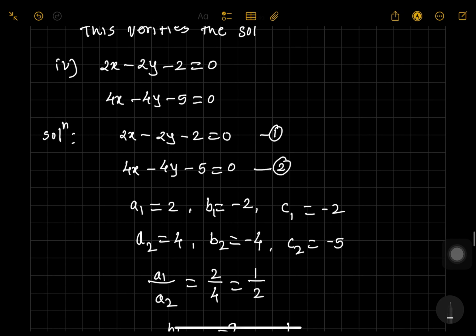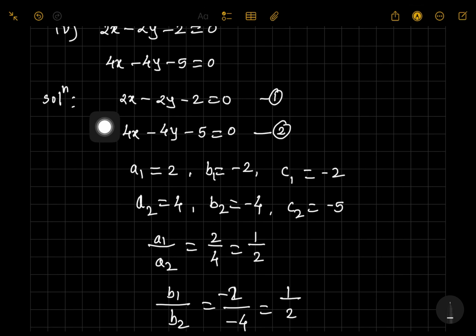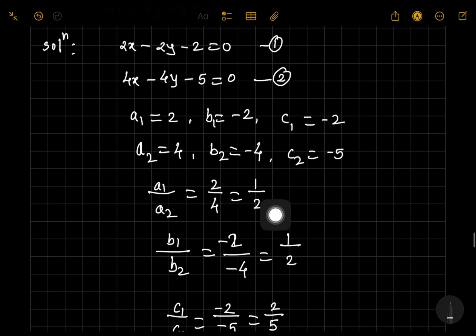Now example 4. Here the equations are given in standard form: 2x minus 2y minus 2 equal to 0 and 4x minus 4y minus 5 equal to 0. We are writing these as equation number 1 and equation number 2. Then we can find A1, A2, B1, B2, C1, C2. Observe: A1 is 2, B1 is minus 2, C1 is minus 2. Here A2 is 4, B2 is minus 4, C2 is minus 5.